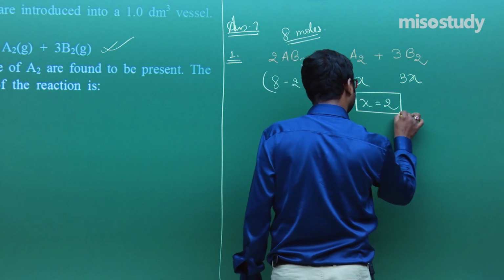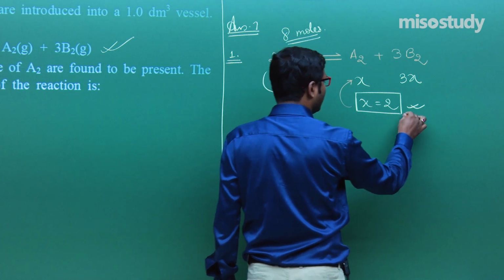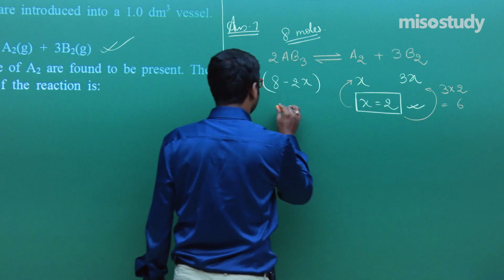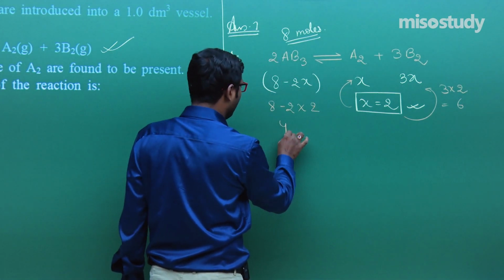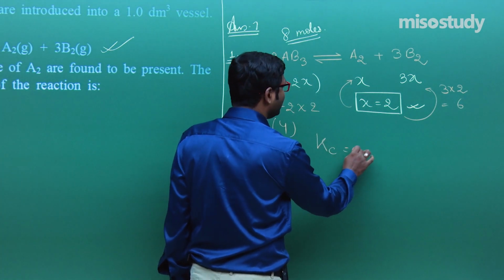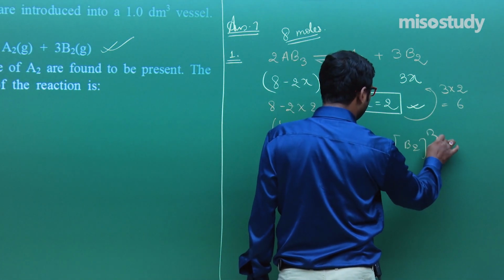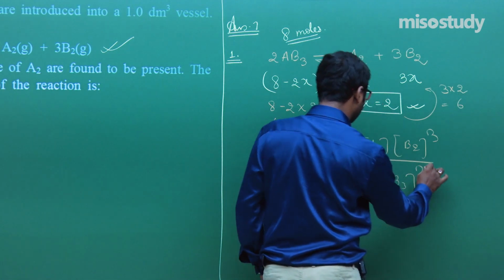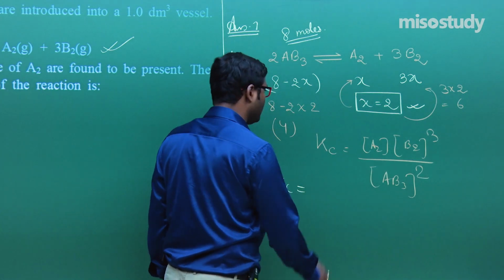Clear to you? Now, what will happen in this case? That is A2. This one is 3 into 2, that is 6. And this one is 8 minus 2 into 2, that is 4. Clear to you? Now, what is the expression for Kc? That is concentration of A2 into B2 to the power 3 upon AB3 to the power 2. Am I right, friend?